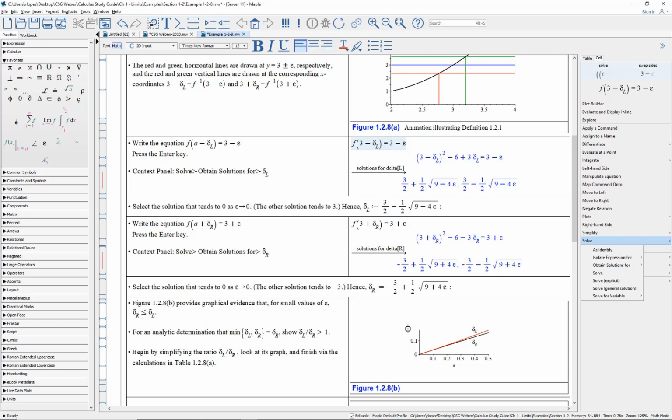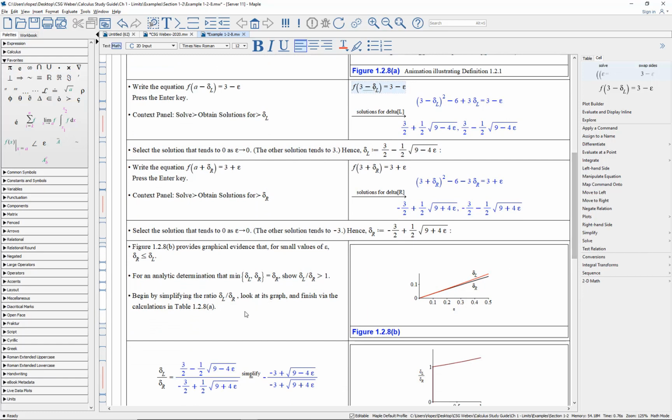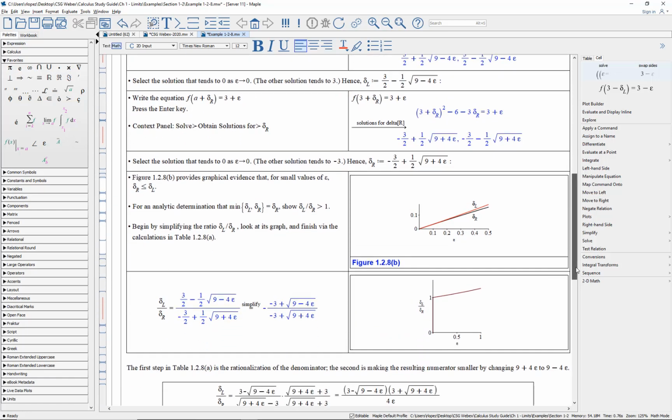So one way to do that is to draw the graph of delta L and delta R, right? The graph of delta R appears to be below the graph of delta L. That's not definitive, it's suggestive. Another way is to look at the ratio delta L over delta R. If delta R is smaller than delta L, this ratio will be greater than 1. And we pursue that approach.